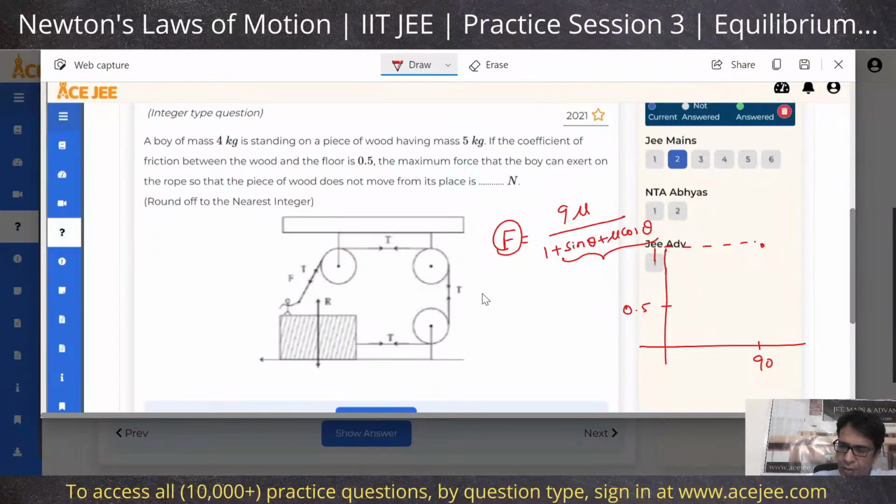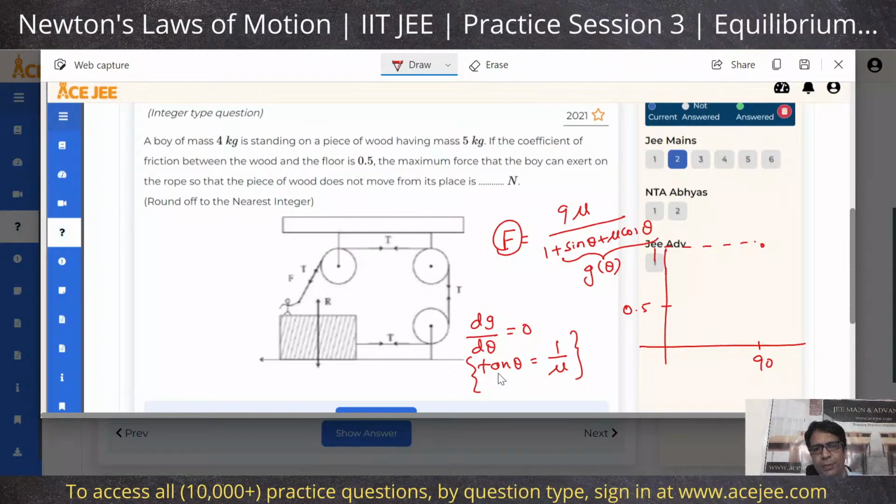Now we figured out a value. So let's call this expression g theta. So I did dg by d theta equals 0. That gave us that this is maximum when tan theta is equal to 1 by mu. So how did I figure out whether this was the maxima? I calculated d2g by d theta squared, and that was negative for all values of theta, right? So what does that mean? That means that this is actually maxima.